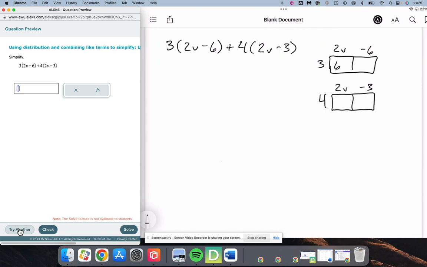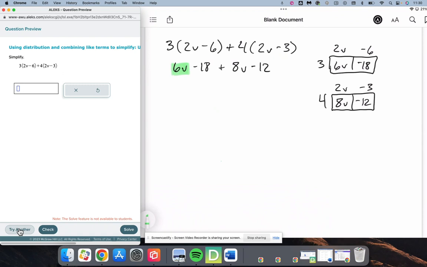So 3 times 2 is 6v, 3 times negative 6 is negative 18, 4 times 2 is 8v, 4 times negative 3 is negative 12. So we'll replace everything with what we've just created. So 6v minus 18 replaces that first part, and 8v minus 12 replaces the second part.